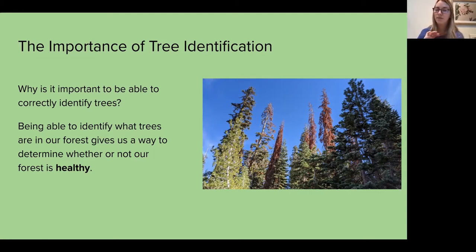But before we can do all of that, we kind of have to learn how knowing what trees are around us relate to forest health, and if there are any other factors that relate to forest health.